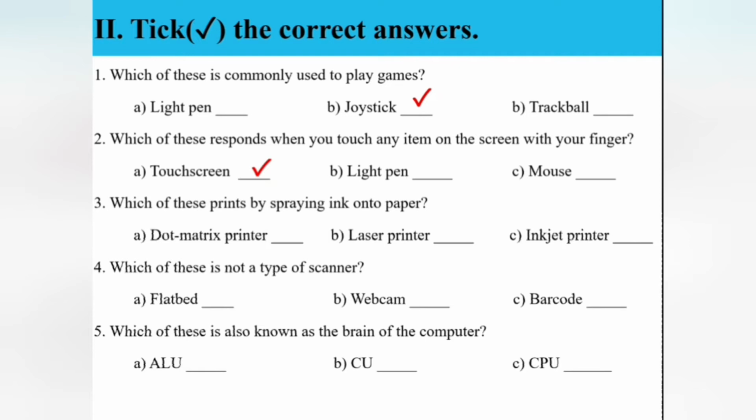Third one, which of these prints by spraying ink onto the paper? The options are dot matrix printer, laser printer and inkjet printer. The correct answer is inkjet printer.